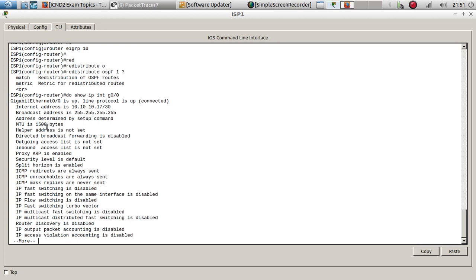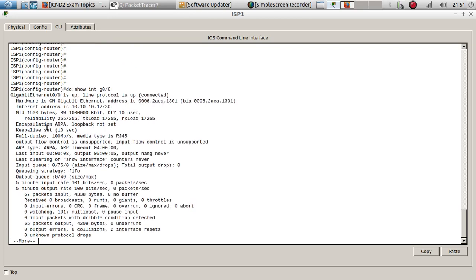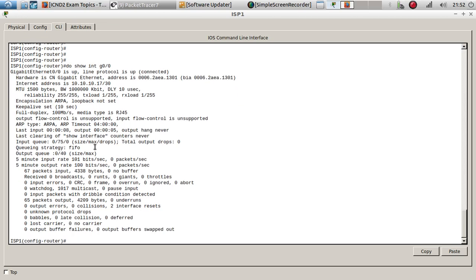This one doesn't give us all. So if we do a do show interface, okay, this one is the one that gives us everything we need, like the MTU, the bandwidth, the delay, the reliability, the load, right?